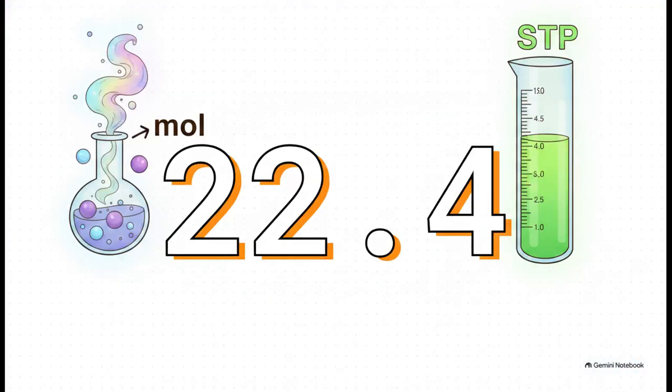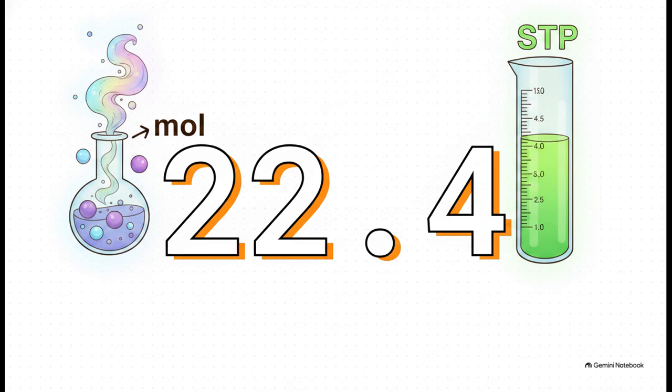So using PV = nRT is incredibly powerful, for sure, but let's be honest, it can get mathematically tedious. Thankfully, there is a genius shortcut to bypass all that heavy algebra, but only under certain conditions. Behold the magic number, 22.4. The crucial point here is that exactly 1 mole of any ideal gas at standard temperature and pressure takes up exactly 22.4 liters of space.